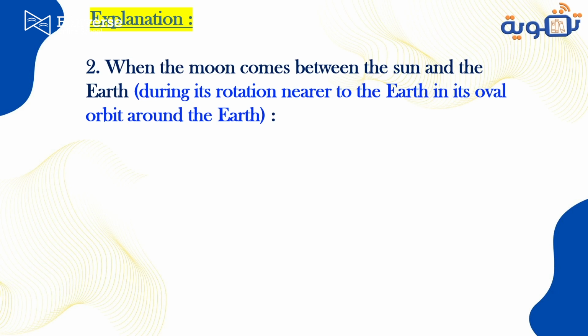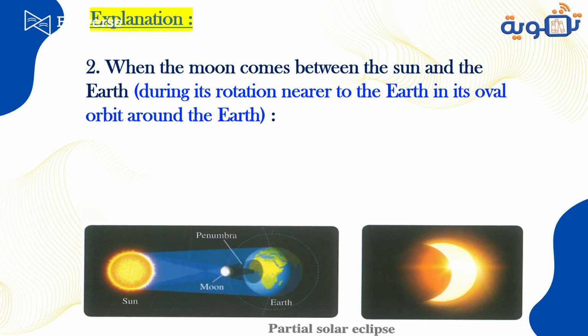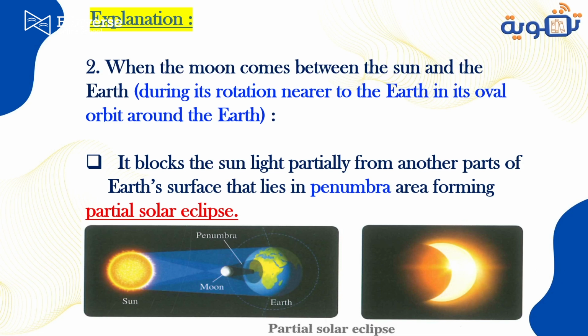In case the moon comes between the sun and the earth and it's nearer to the earth in its oval orbit around the earth, what will happen? It will block the sunlight partially from another part of the earth's surface that lies in the penumbra. And here we will observe partial solar eclipse, and we will see just a part of the sun.